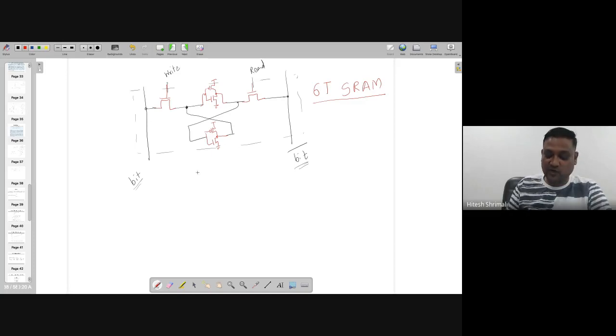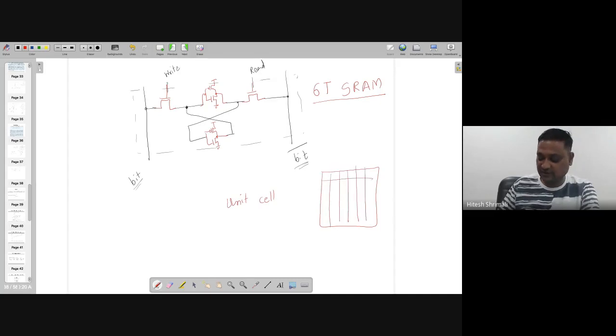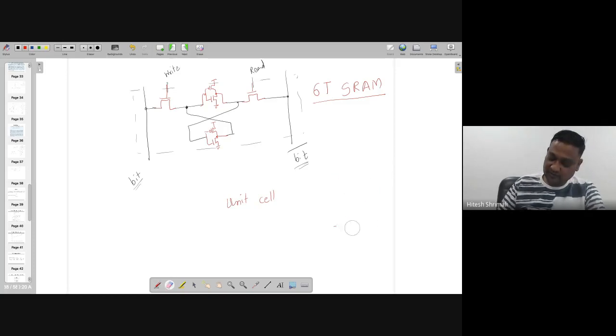Right? So this is only one cell. This is a unit cell. If you want to make 1 MB of SRAM, then you have to make such 1 MB of cells in horizontal as well as vertical. So you need to make such a grid, and each one of them will be read by some column and row decoders, and the rest of the things we are going to study in the last chapter of our course.